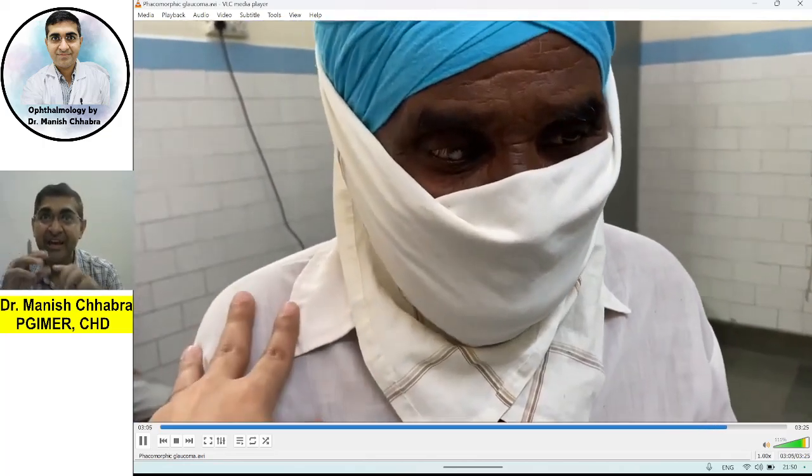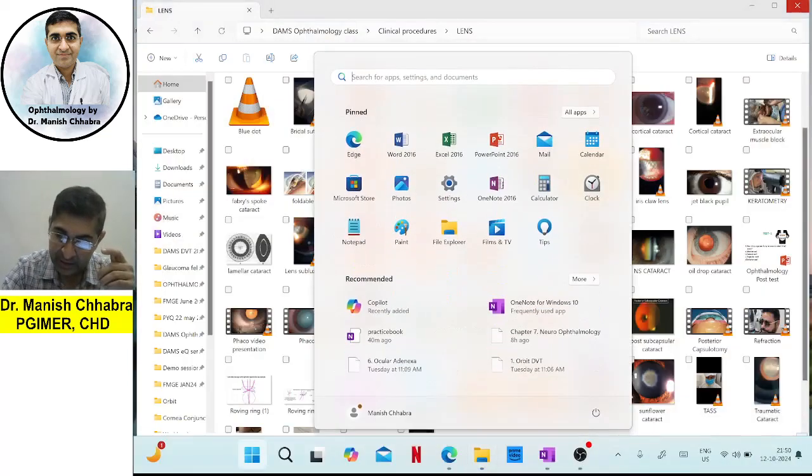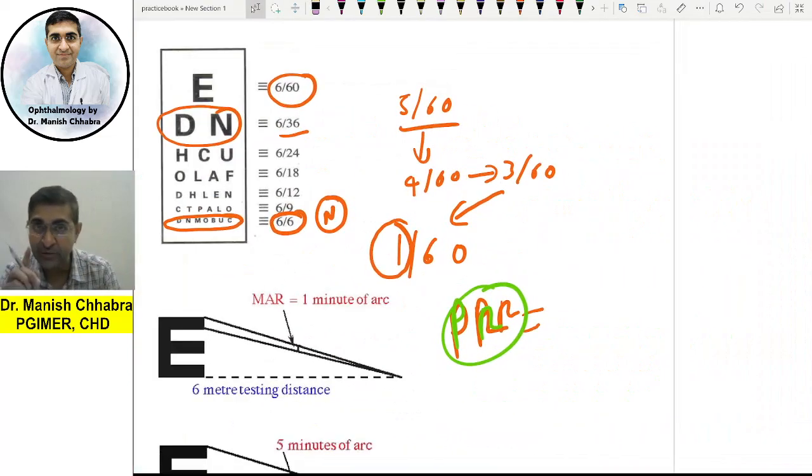Patient is saying that I am not able to count the finger, but I am able to see the hand. So what will be the visual acuity of this patient in the left eye? Hand movements, and it was close to face. So hand movement close to face, left eye. Right eye is PL negative. I hope you have understood.